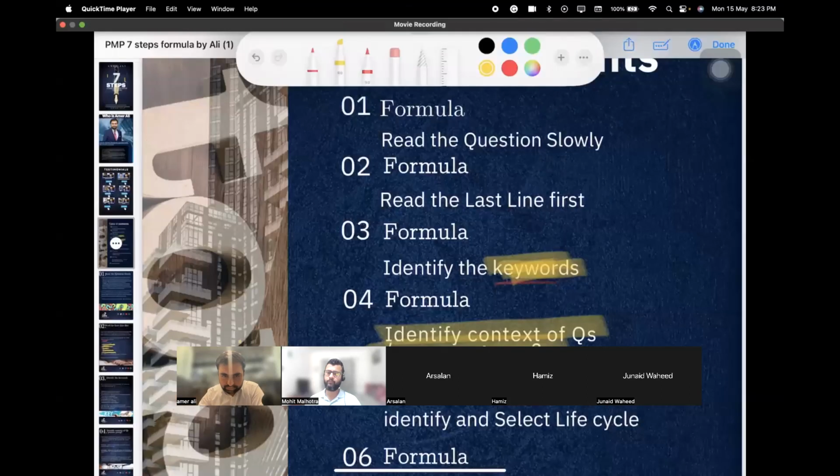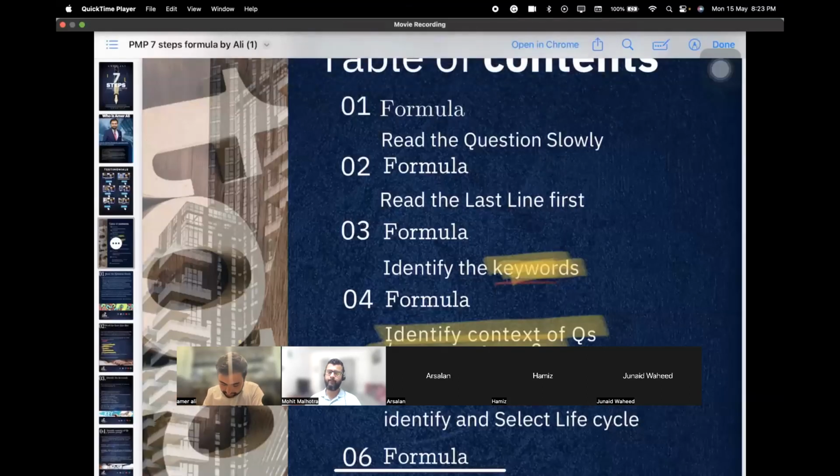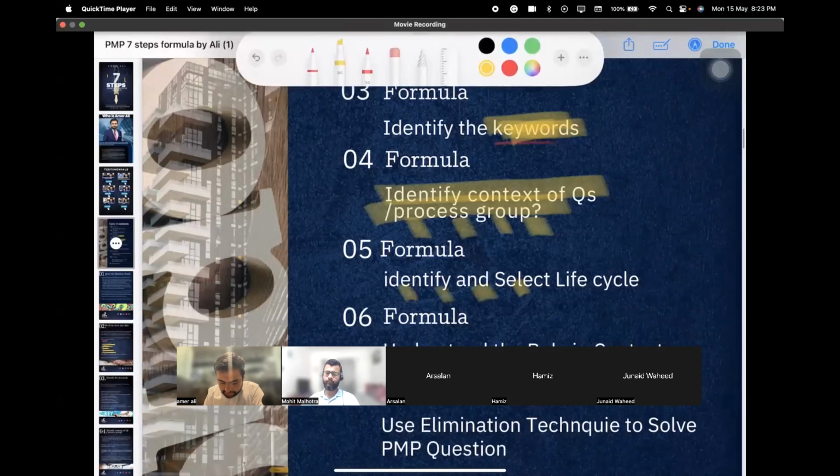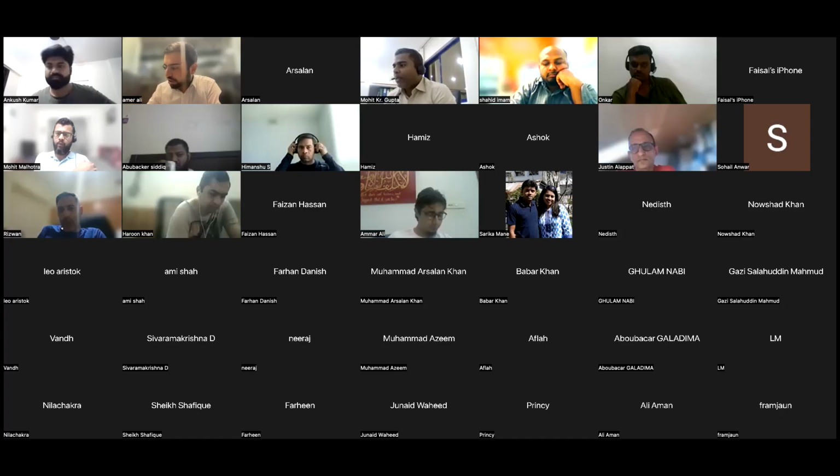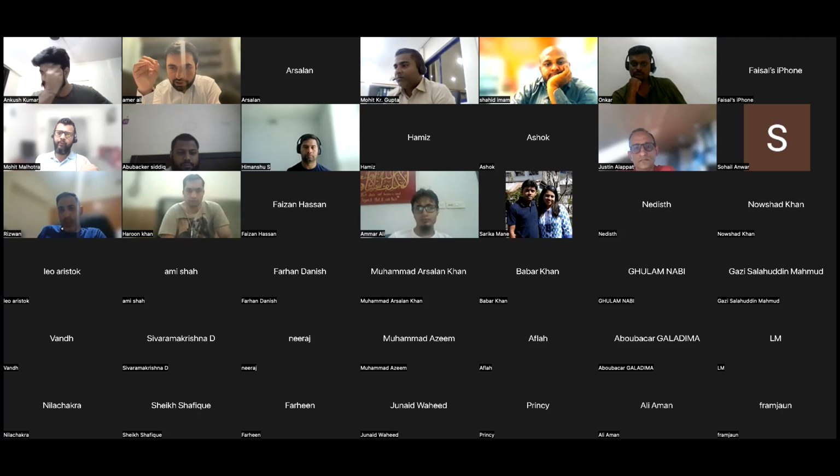Now, once you have identified, the next step is, basically, this is a question that people keep on asking me. If the question categorically says that we are in a predictive life cycle, it is written, then you're in a predictive life cycle. If the question says that we are in an agile environment, then you're in an agile environment. If it does not say, then you're always in a hybrid environment. What do you mean by hybrid environment? Minimum three things.